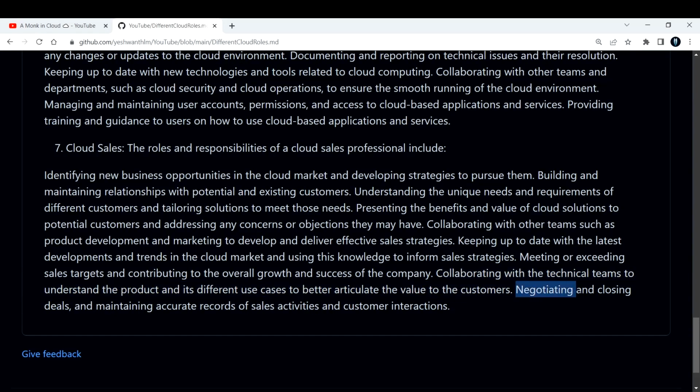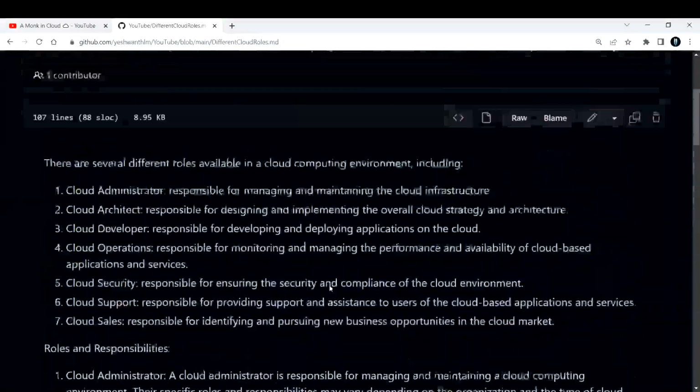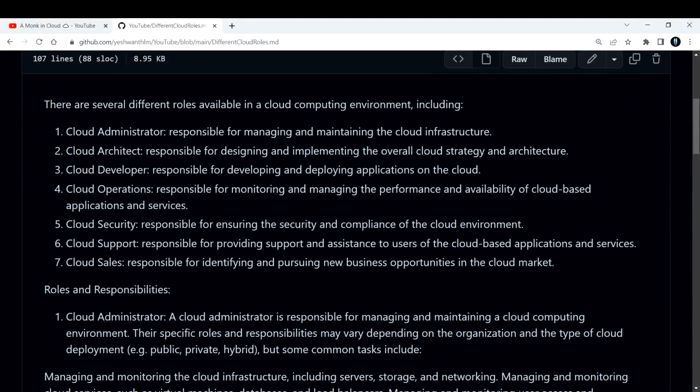So you would be negotiating and closing the deals and maintaining accurate records of sales activities and customer interactions. So this is one of the important roles of a cloud pre-sales or sales engineer, right? So these are the different roles that are available in the market today. I might have missed some of them. You can comment down below if I've missed anything, or if I've said anything wrong, so that I can also help, or I can also edit this document.